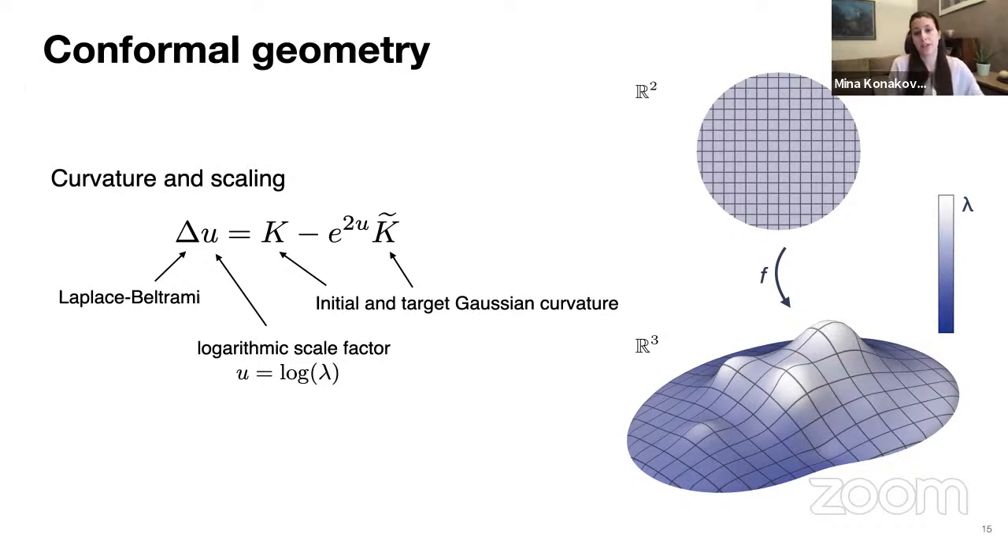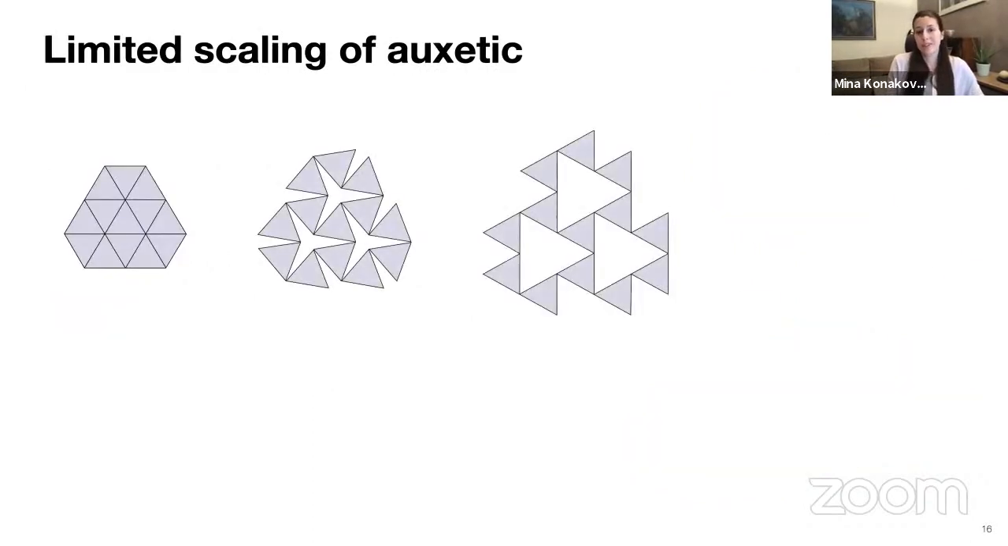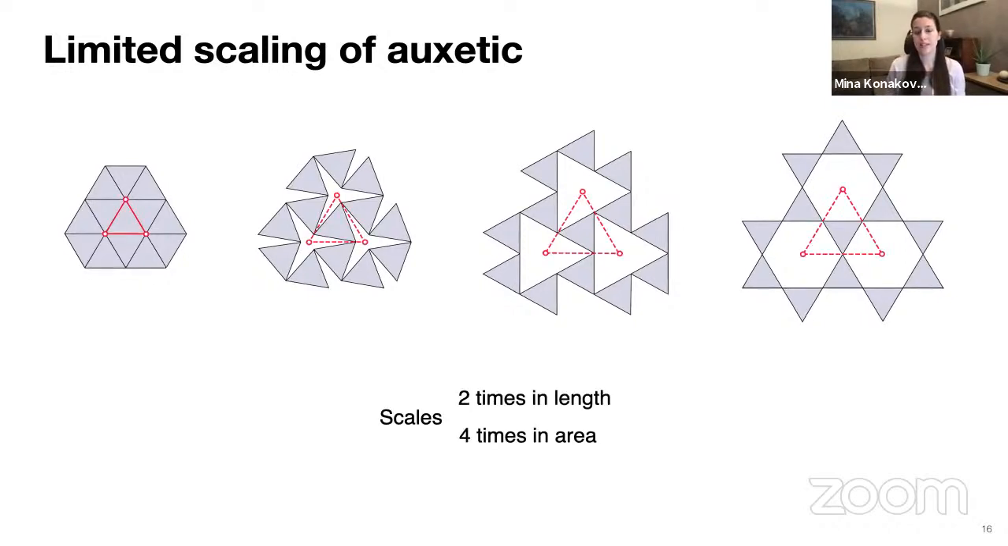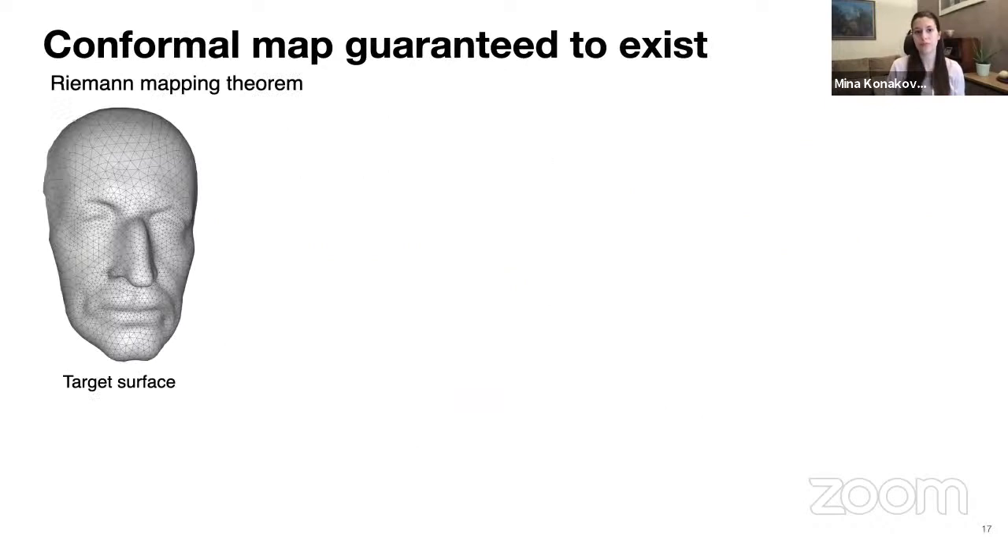And while this equation has been studied for a long time in mathematics, what people did not study so much is the fact that in our physical material, the scaling factor is also bounded. We cannot stretch the material arbitrarily. And once the material is fully stretched, it expands 4 times in area or 2 times in length. In other words, this limits our scaling factor to be bounded between 1 and 2. Now, what does this mean in practice?